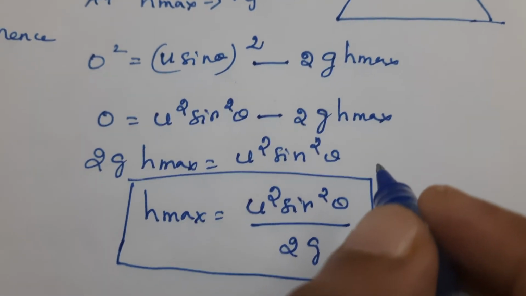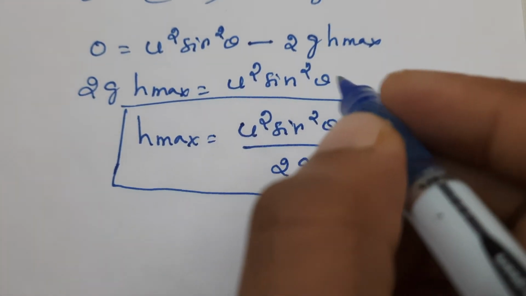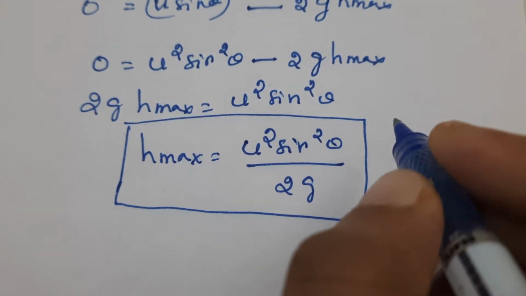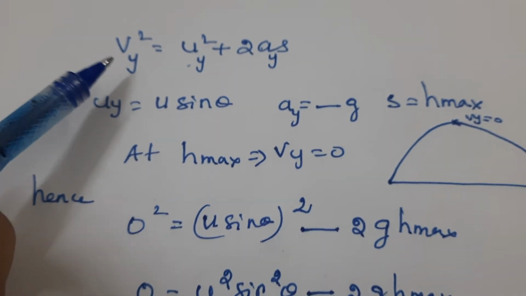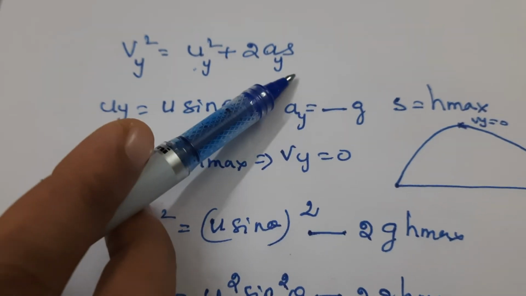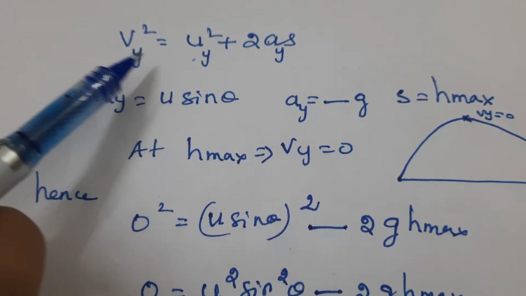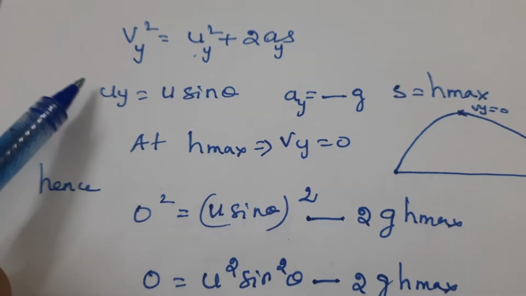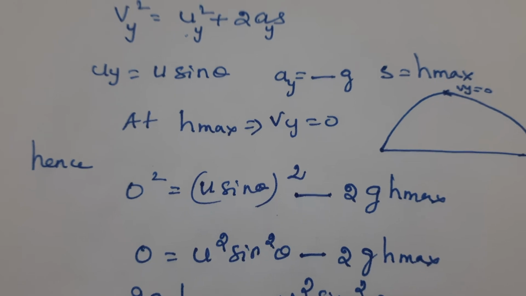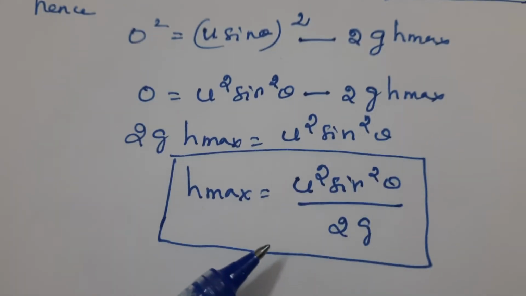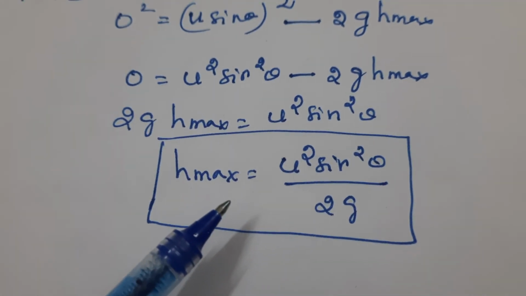This is the maximum height travelled by the projectile. Okay. So we are using the kinematic equation v square equal to u square plus 2as. In that we are using the vertical component fully. Substituting these values, we got h max is equal to u square sin square theta by 2g.